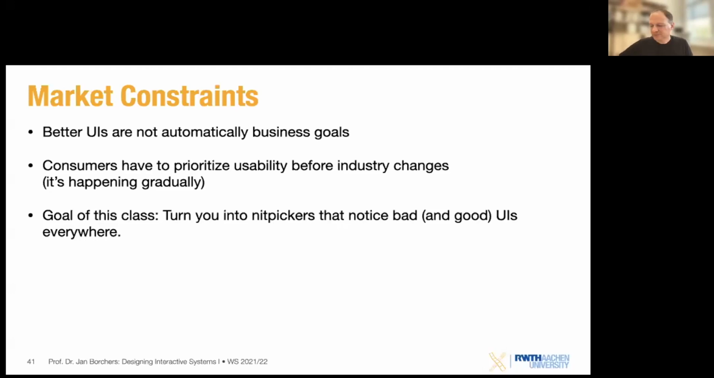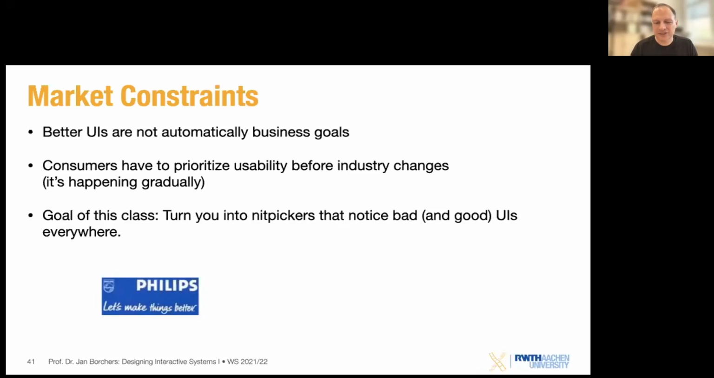Anyway, these things apply to all the kinds of interfaces that you will encounter out there. And we need to make sure that once you leave this class, you will become nitpickers that notice bad, but also good user interfaces everywhere, from your toilet stall in the hotel room all the way to the latest release of Windows or Mac OS or Android or iOS. All right.